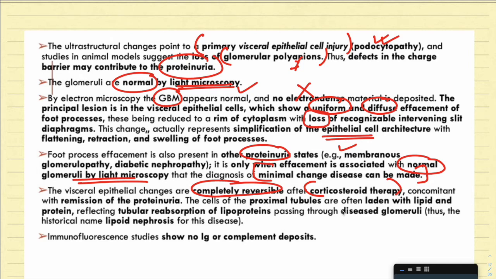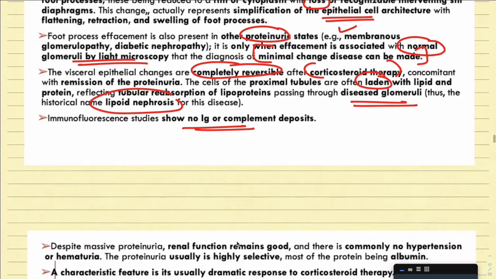Now the cells of the proximal convoluted tubules become laden with lipid and protein, reflecting tubular reabsorption of lipoproteins which are passing through the diseased glomerulus. That is the reason the tubules are filled up with lipids, which had already filtered through the defective glomerular capillary wall. That is why this condition is also called lipoid nephrosis. By immunofluorescence, no immunoglobulin or complement deposits are seen in this condition.